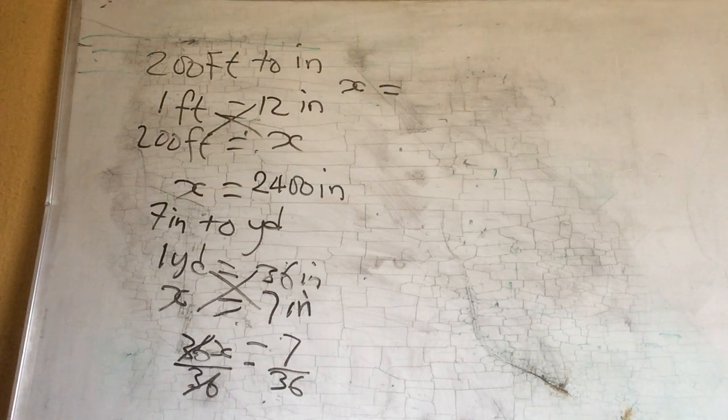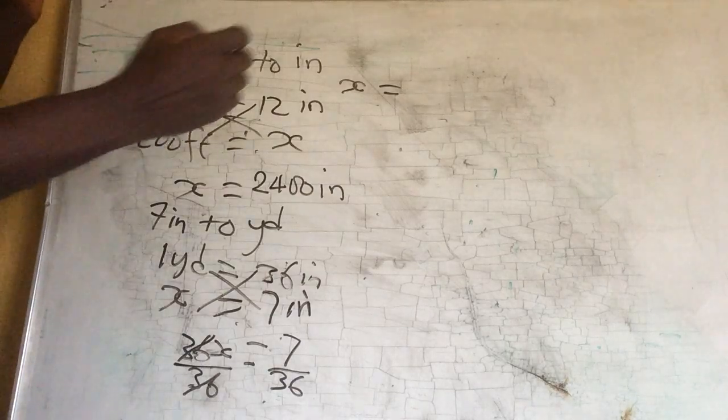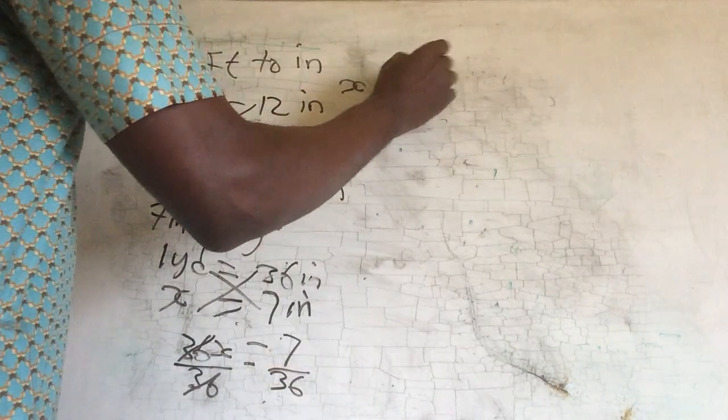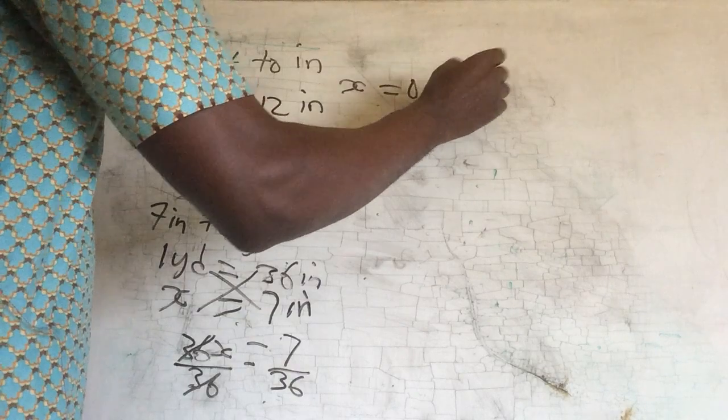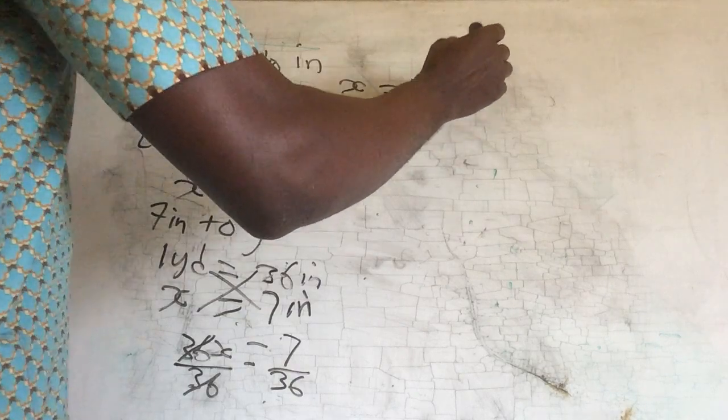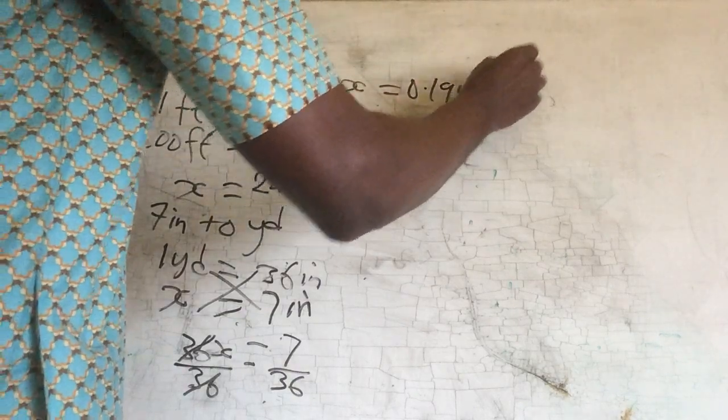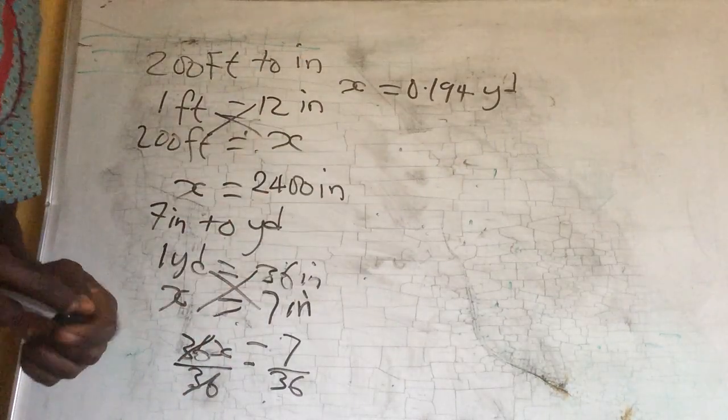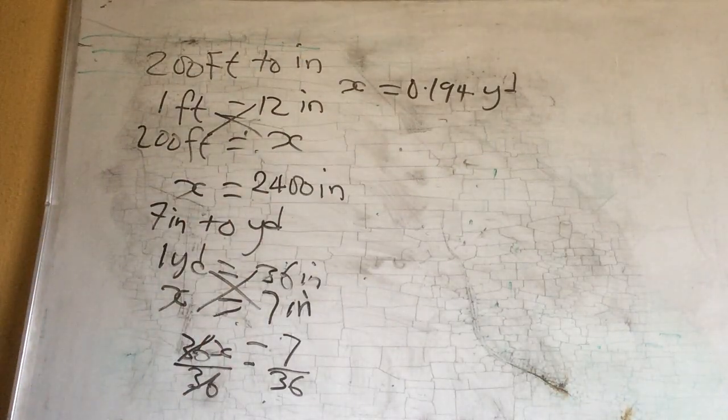You have 0.14 approximately yard. That's how to do it. Just try to know the relationship between any one. Then it will be easy for you to convert. That's all.